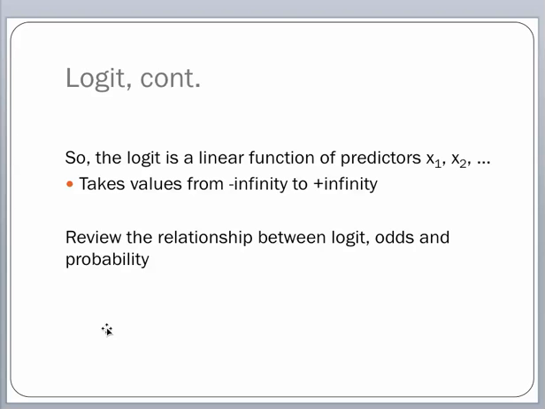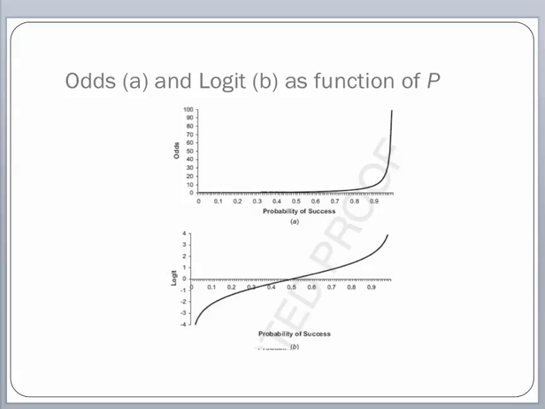So the logit is a linear function of the predictors. It takes values from -infinity to infinity, which means the x values can go from -infinity to infinity. The outcome can also go from -infinity to infinity. There's a relationship between the logit, the odds, and the probability.